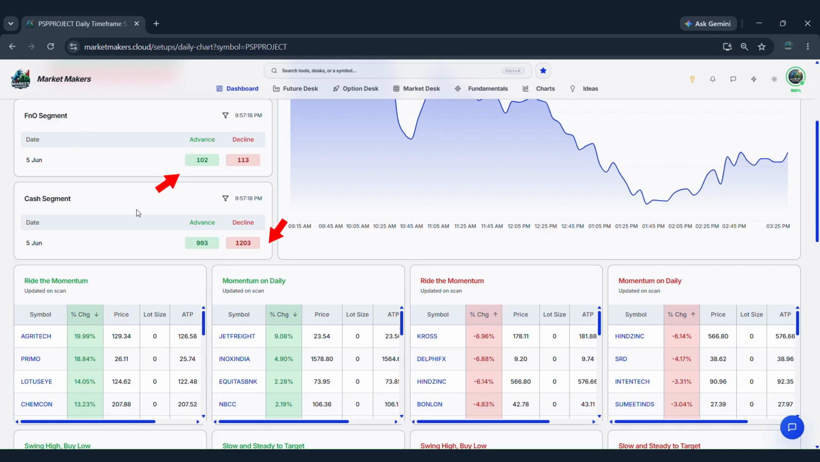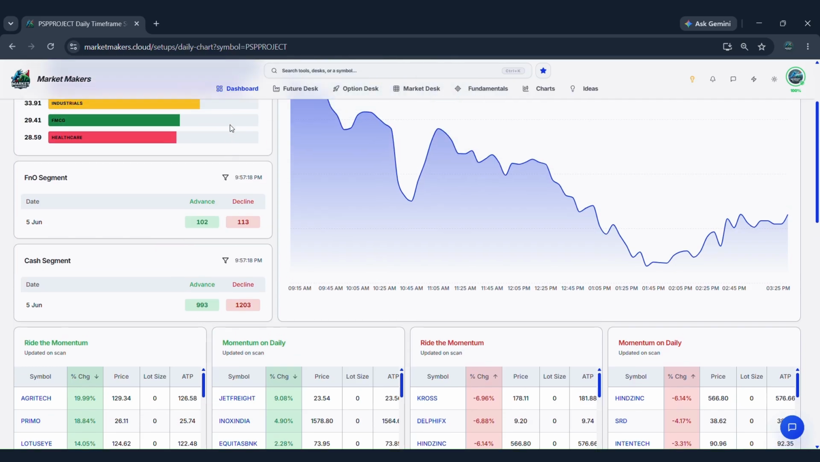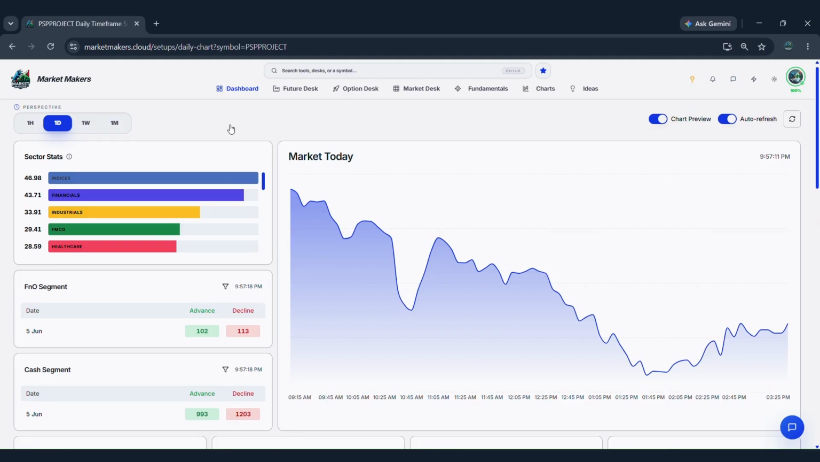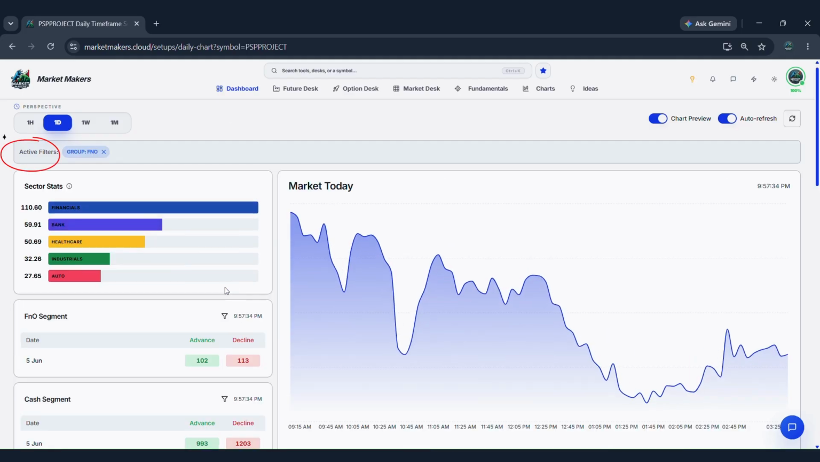This section shows how many stocks are currently bullish and bearish. Now yes, from these numbers you can understand which side the market is leaning towards. But again, this section is not just information, it also acts as a filter.